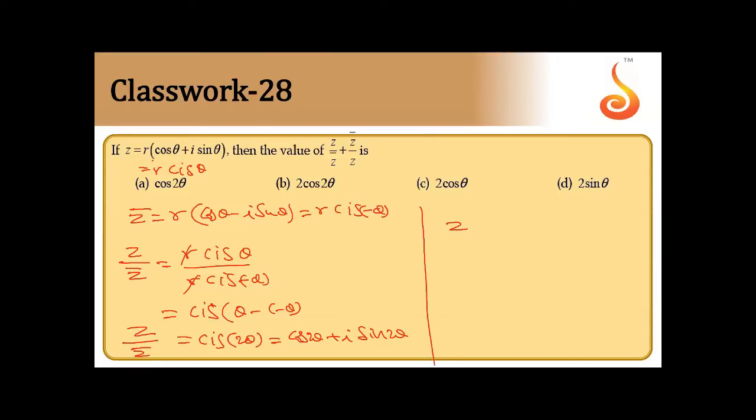Now second, z bar by z, the reciprocal. That is nothing but cos 2 theta minus i sin 2 theta. Okay. Z by z bar is cos 2 theta plus i sin 2 theta, reciprocal of this one is cos 2 theta minus i sin 2 theta. Add both, what do you get as the answer?